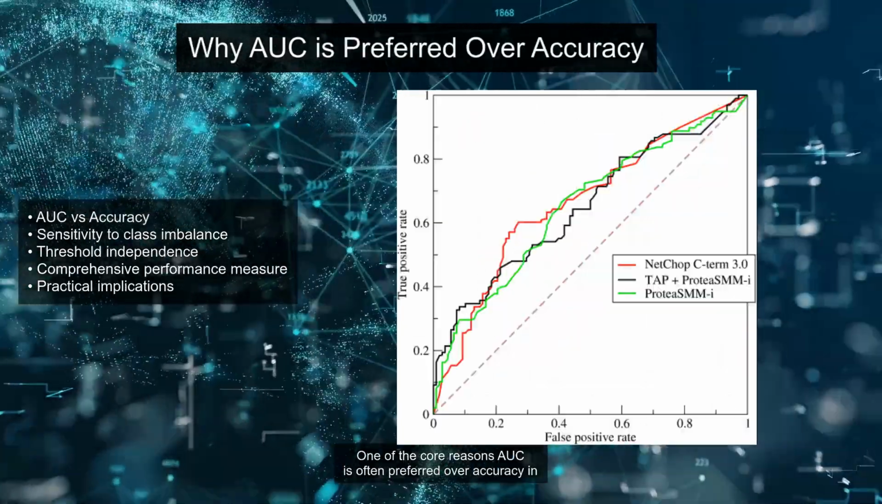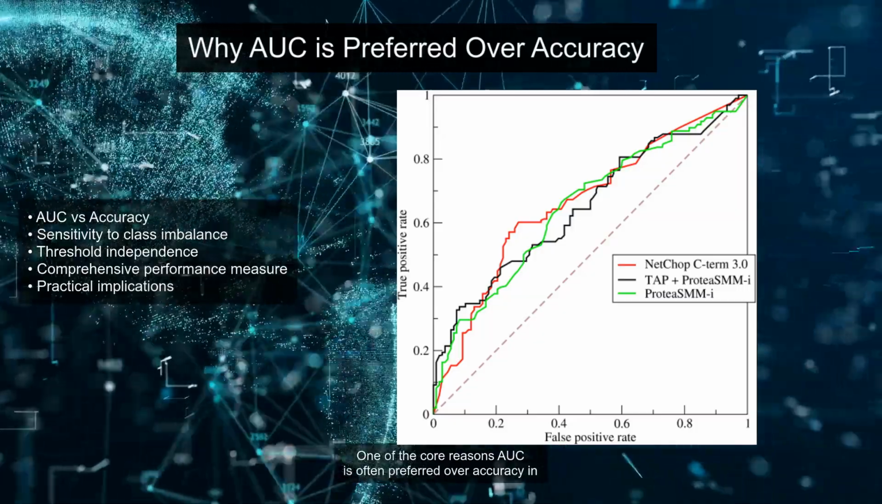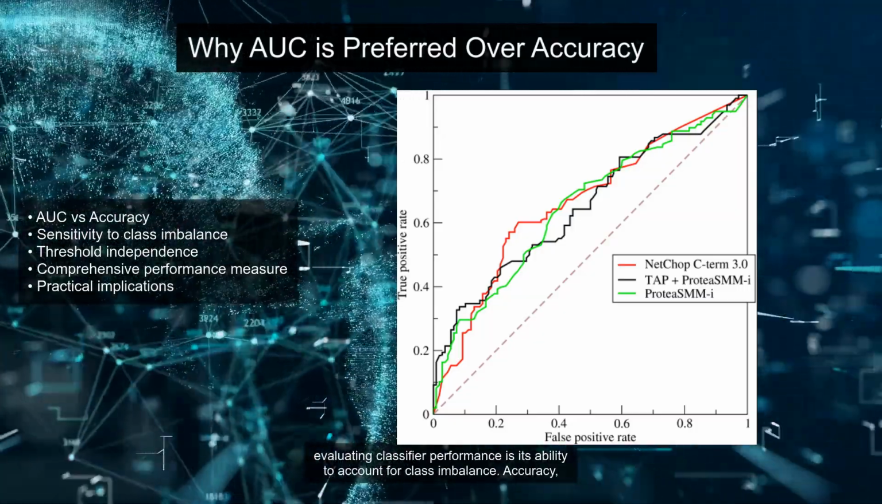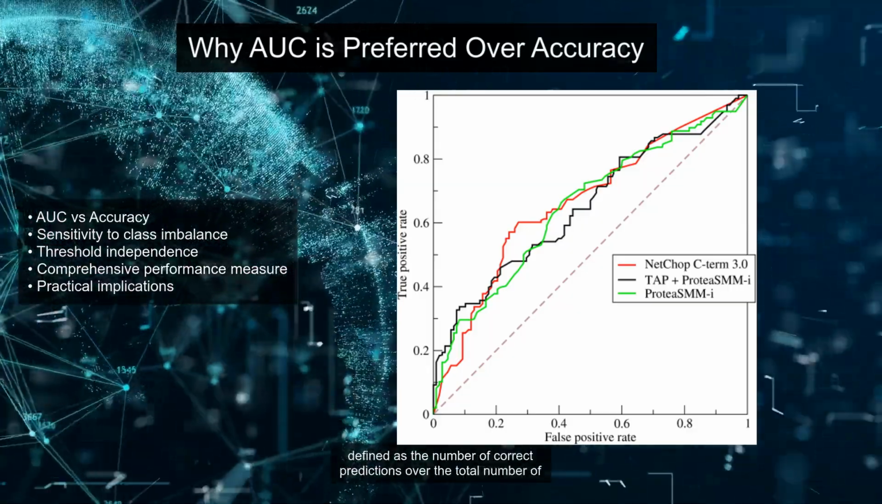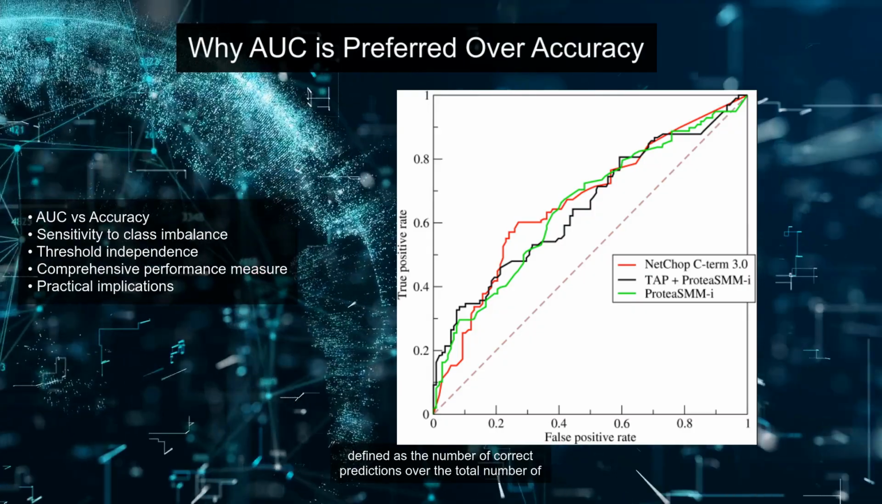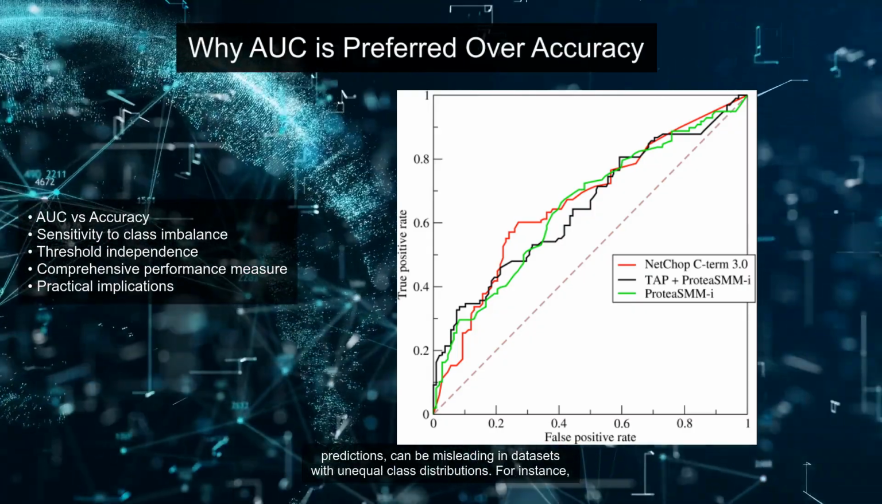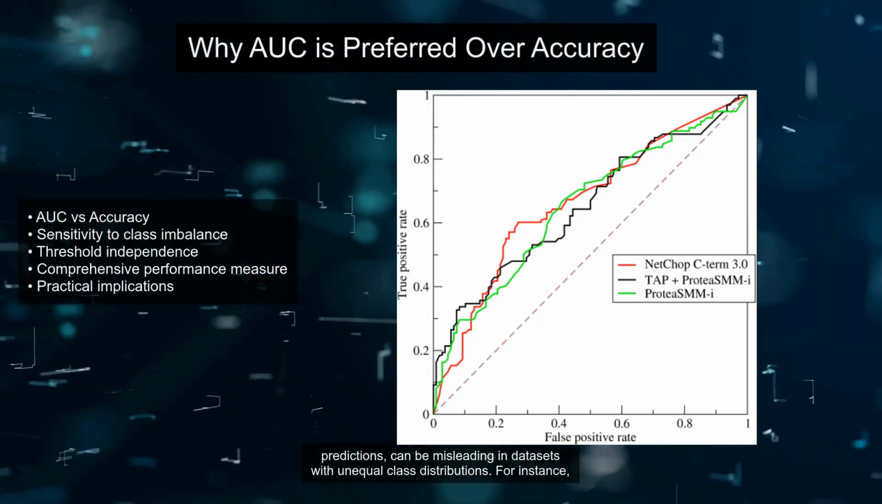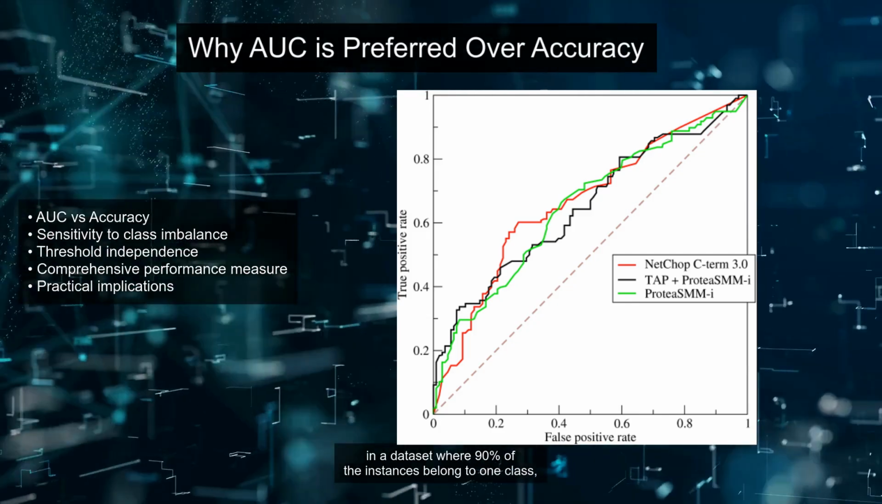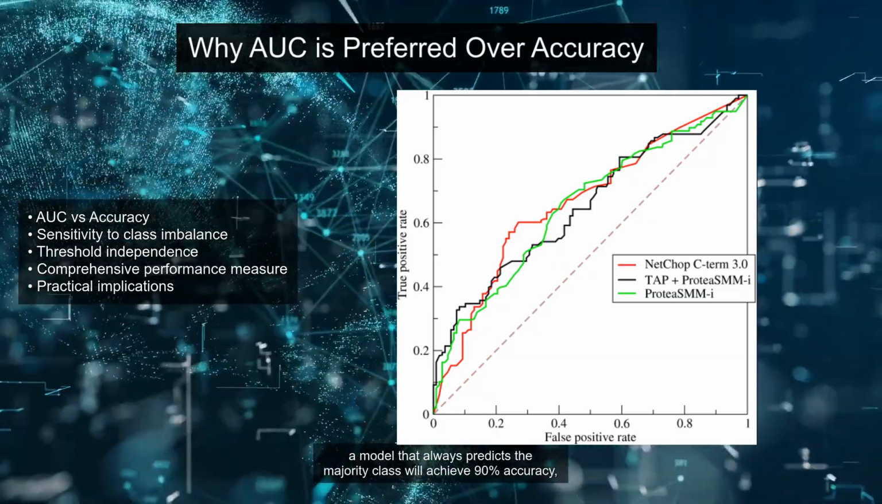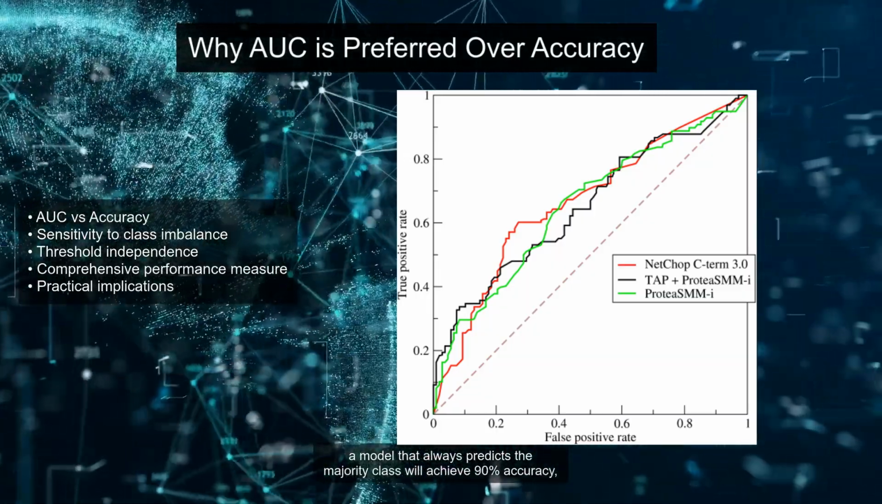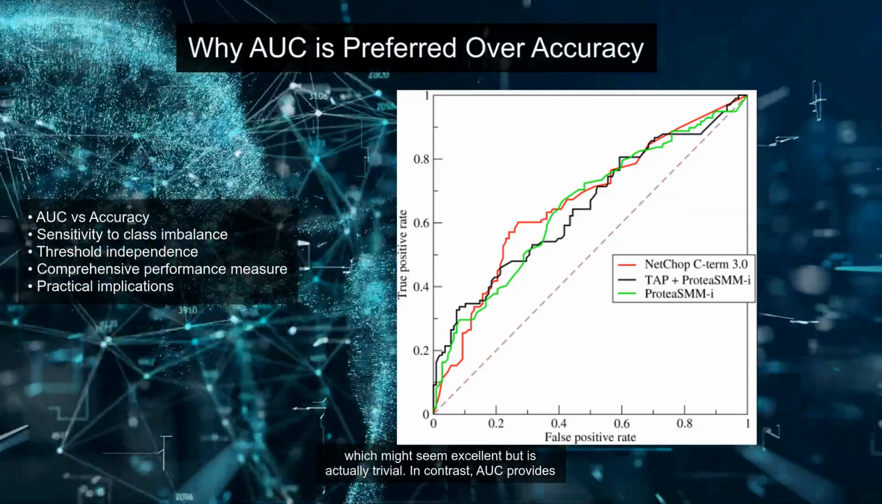One of the core reasons AUC is often preferred over accuracy in evaluating classifier performance is its ability to account for class imbalance. Accuracy, defined as the number of correct predictions over the total number of predictions, can be misleading in datasets with unequal class distributions. For instance, in a dataset where 90% of the instances belong to one class, a model that always predicts the majority class will achieve 90% accuracy, which might seem excellent but is actually trivial.